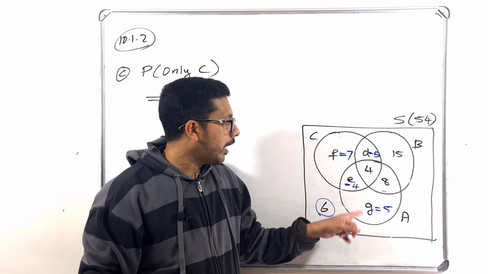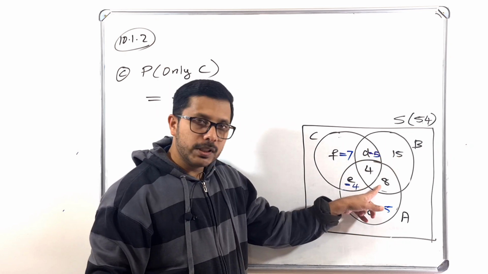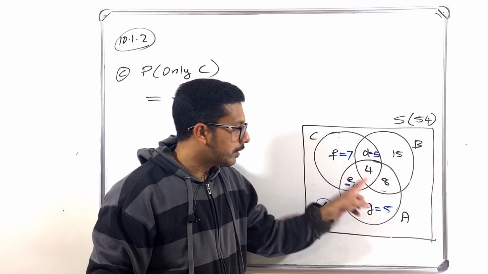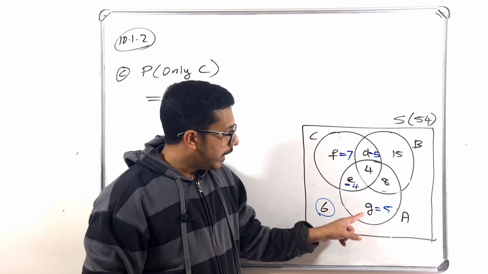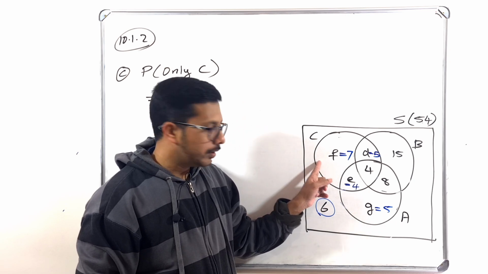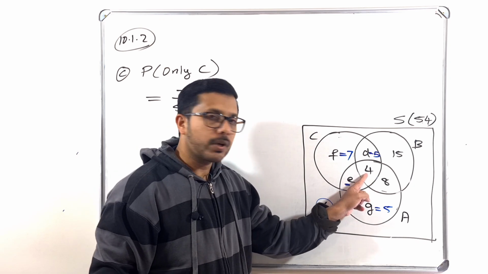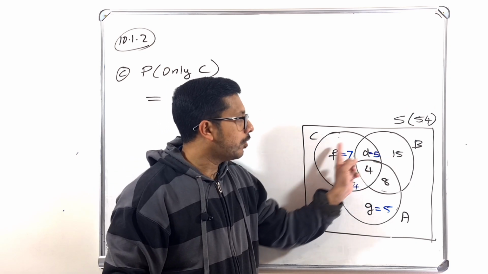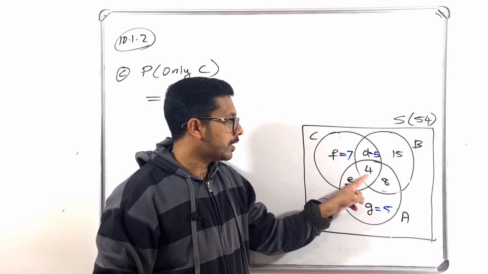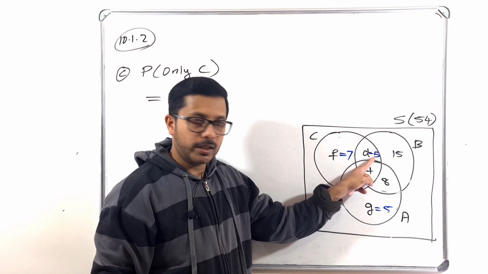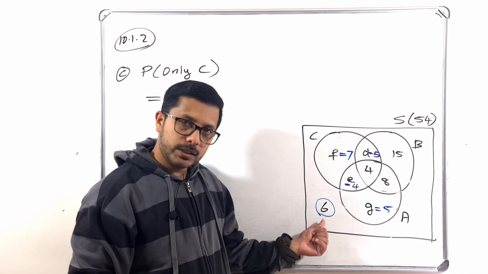Okay, A and B common, A and B, not this 8. A and B common is this area, so it is 8 plus 4, 12. Okay, A and C common means this area, so it is 4 plus 4, 8. B and C common means this area, so it means that 4 plus 5, that is 9. Okay, then not A, B and C, 6.